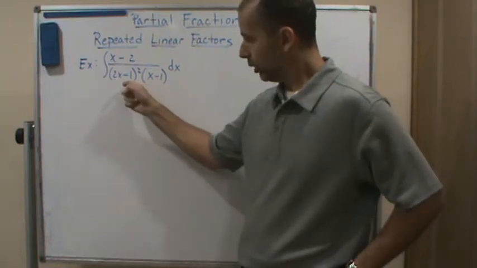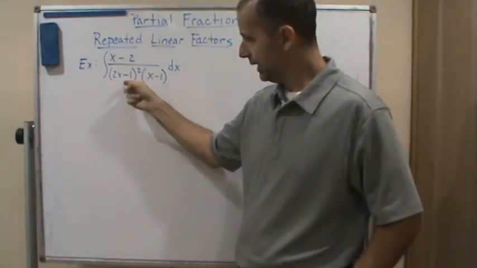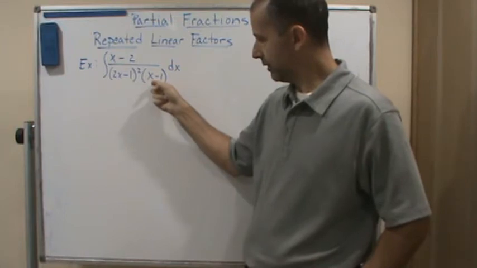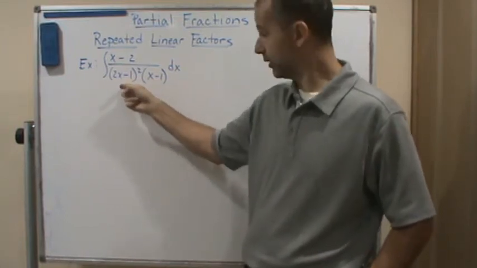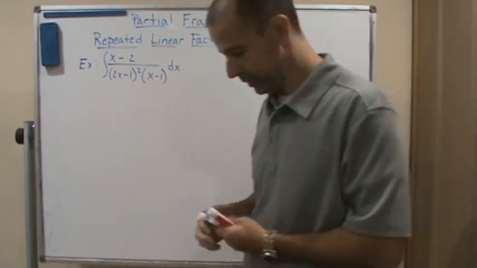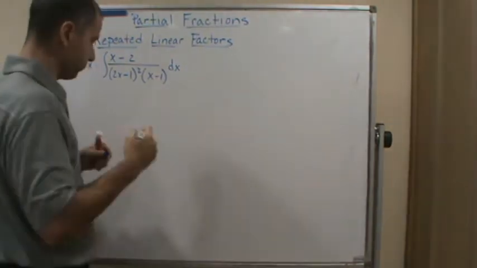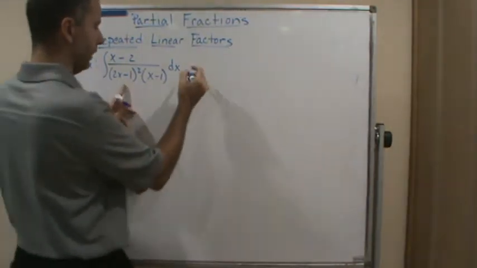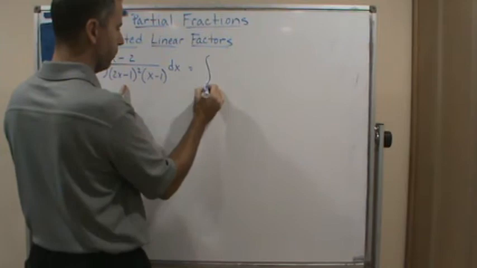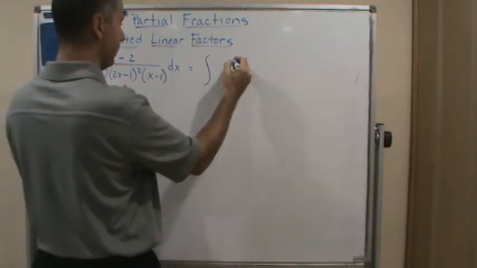So now what we're going to do is, since we have a repeated linear factor here, we've got this one, but then we've got a repeated linear factor here that we have to deal with. And so the decomposition has to be written this way.